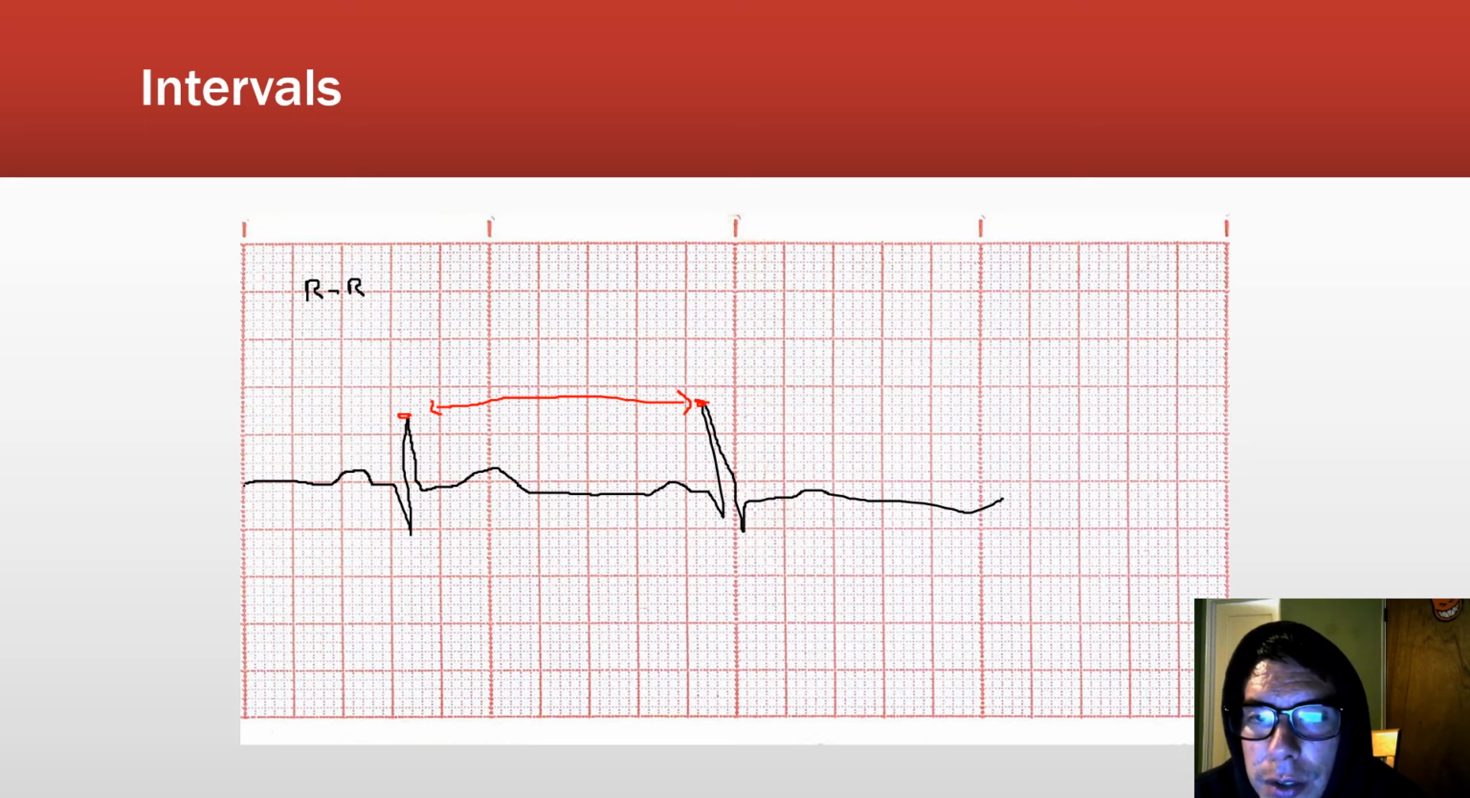And again, so if this R wave is right here, we'd want to look for one that's right on a dark line. We count how many dark lines there are until we have the next R wave, and that gives us a heart rate. So if we had one that was here and here, it would be 300, 150, 100, 75. So this person's heart rate would be 75.